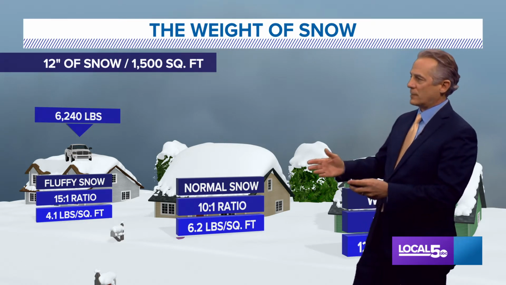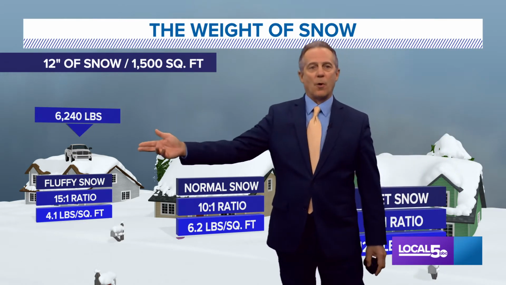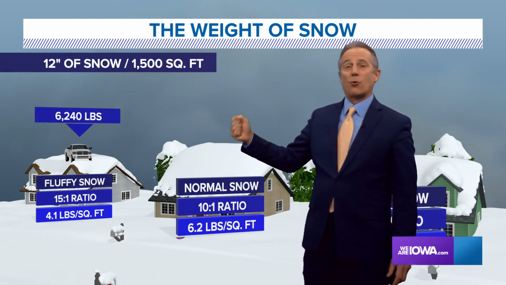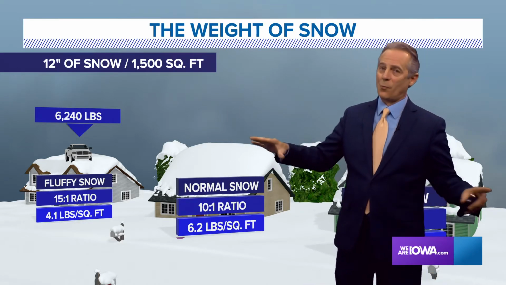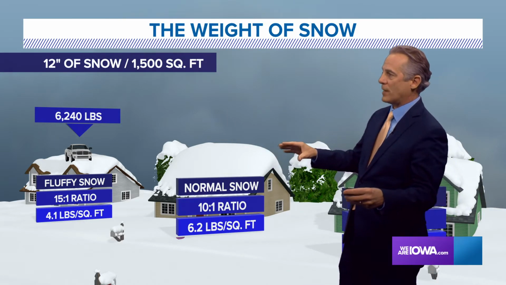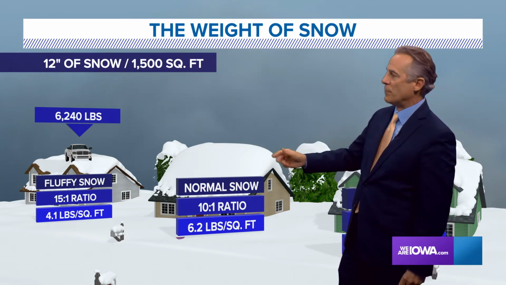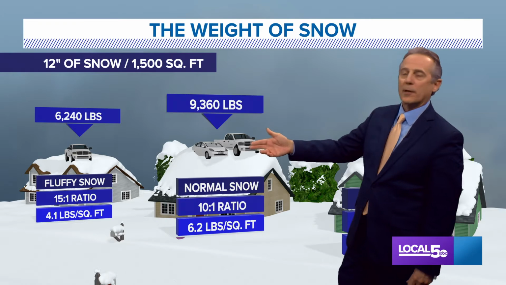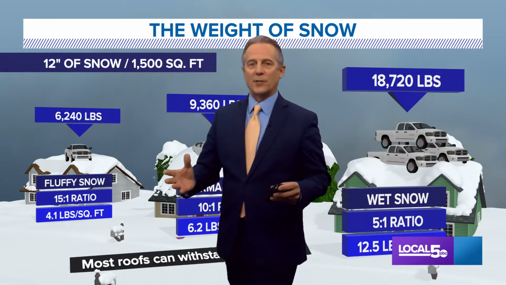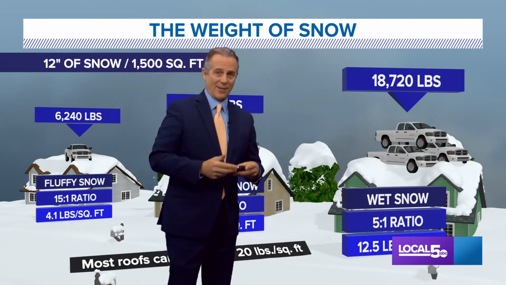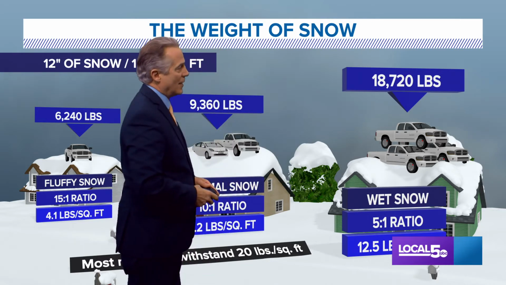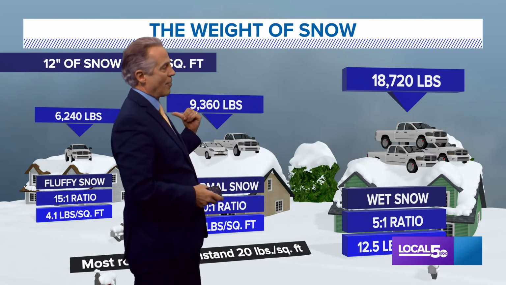So if you get, say, 12 inches of snow on your roof, it's like putting a truck up there, basically. Obviously, the weight is spread out, but it's a lot of weight up there on your roof. And this isn't a very big roof. It's only 1,500 square feet. Normal snow, it's a truck and a car. And then you go over here with the wet snow, it goes up. It's basically that ratio again, 5-to-1. It's basically 5 times heavier than the one behind me.